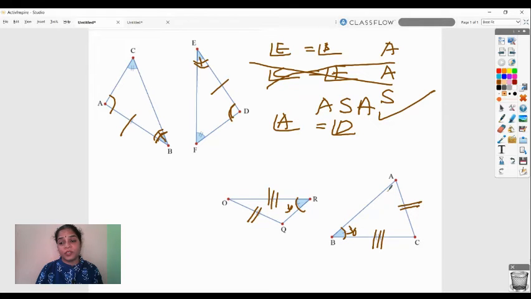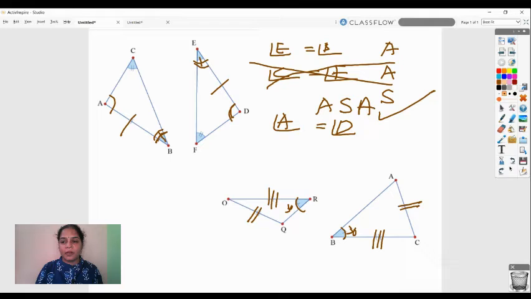130, so 150. 150 means it can be 70 and 80, or it could be 110 and 40. We never know. We can't predict that. So we can't tell anything about the other two angles.